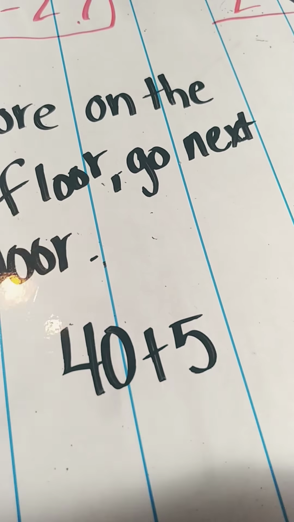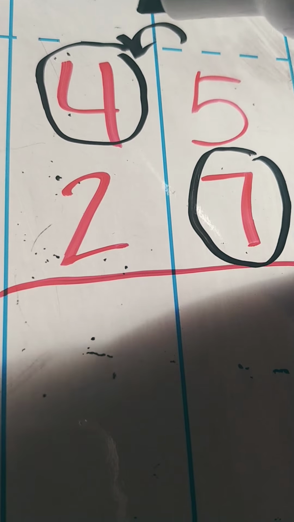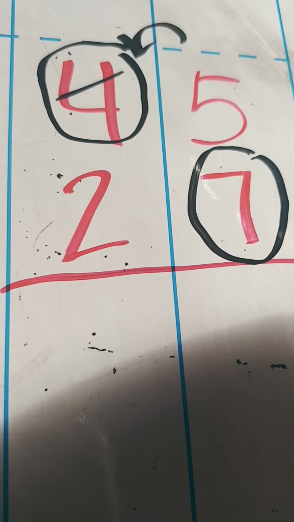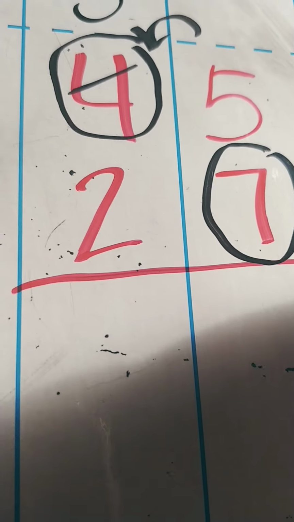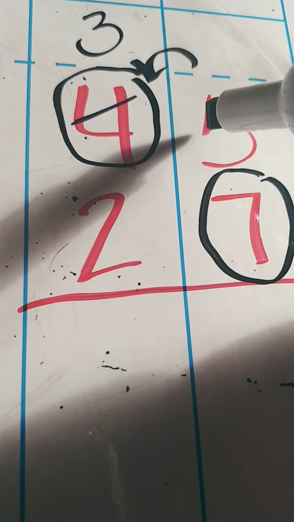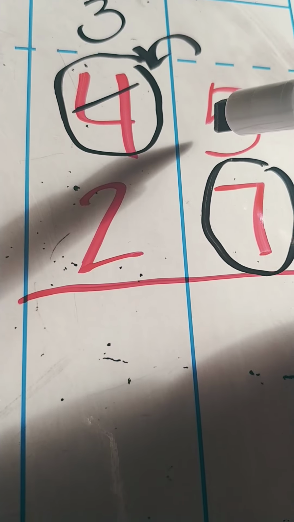So what we're going to do is borrow, and I'm going to draw my little arrow. If you've been in my room before, you've seen me do my little arrow. I'm going to borrow one of these tens. Instead of being 40, now it's worth 30. And we're going to add 10 more to the 5, so that's 15. 5 plus 10 is 15.